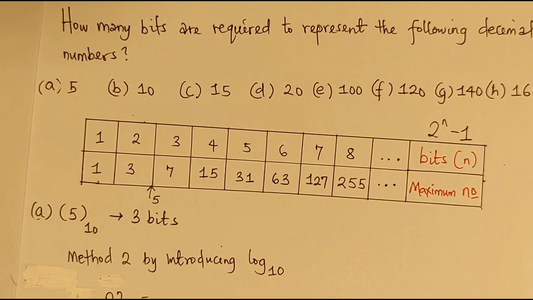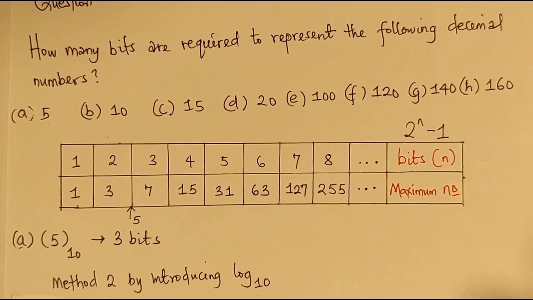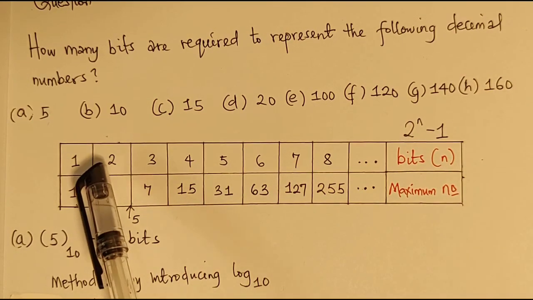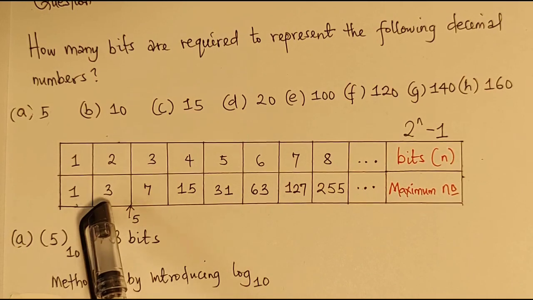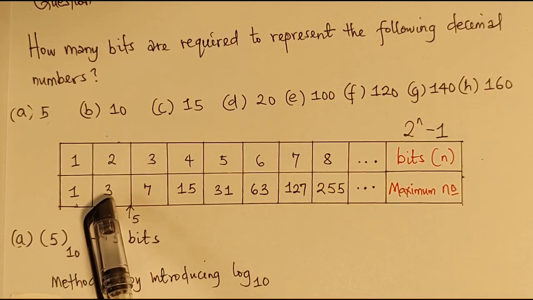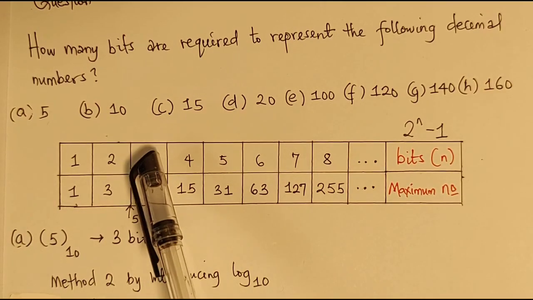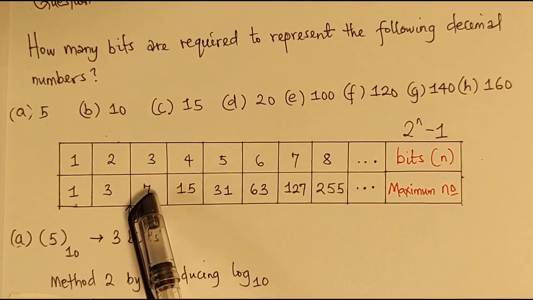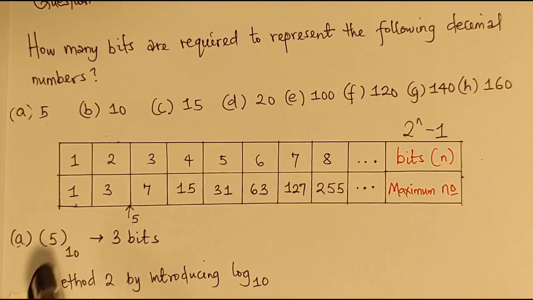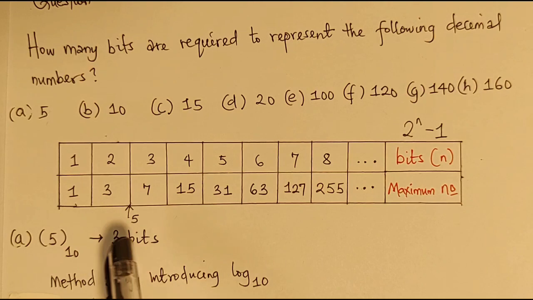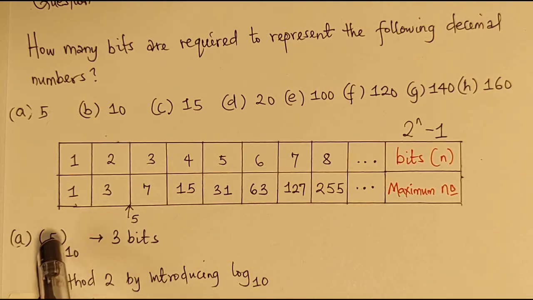Now, since we can get 5 here, it literally means that we are going to go with the higher bit, because we are looking for the maximum bit. So we are not going to settle with 2 because the maximum number for this is 3. It means 5 cannot be located here. Rather, we go for the next bit, which is 3, because in 7, we can locate 5. So to this end, in this question, our answer is going to be 3 bits for the decimal number 5.